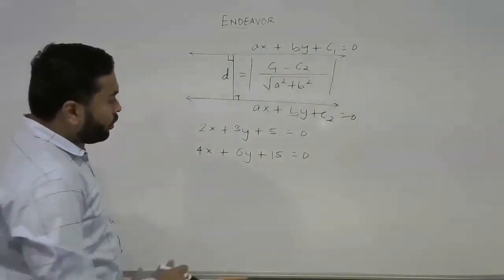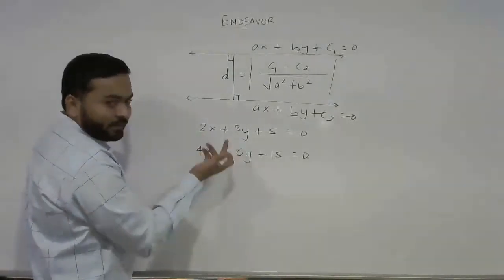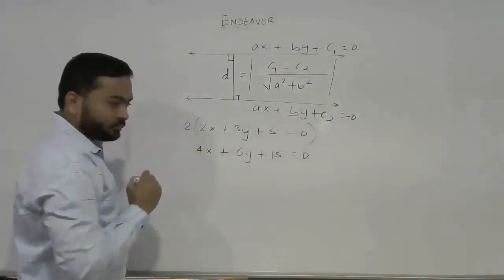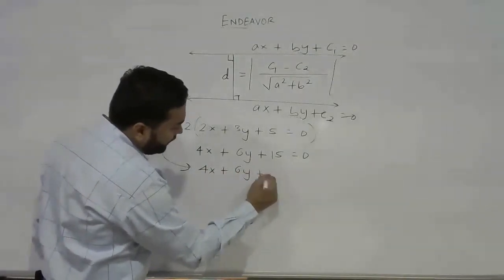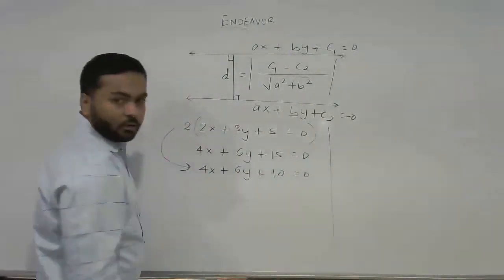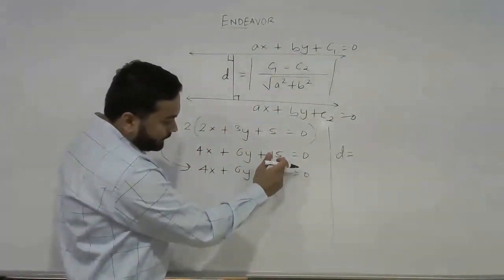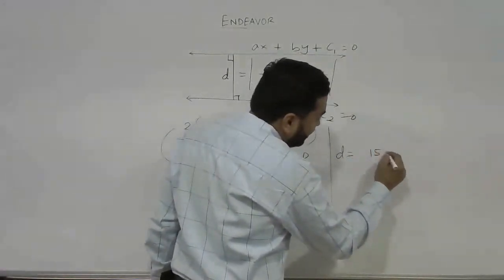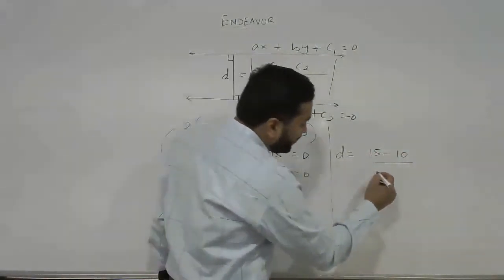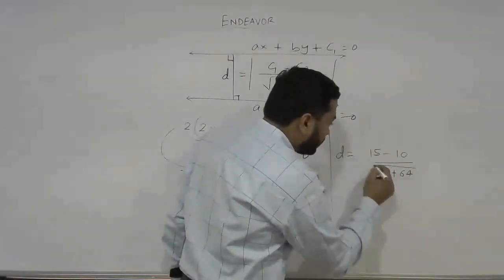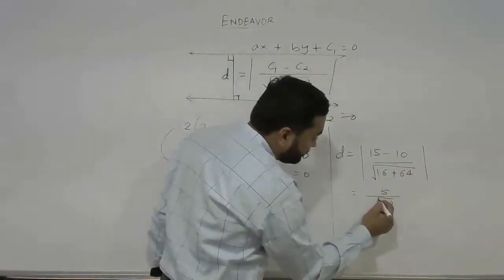But before that, you'll have to make this as 2, 3, so that both become equal, or you make both of them 4 and 6. So I would try to make both of them 4 and 6. So this equation would now become 4x plus 6y plus 10 is equal to 0. So the distance between these two lines, c1 minus c2, that is 15 minus 10 upon under root of 4 square plus 6 square. So 16 plus 64, the square root of this. So this is 5 upon root 80.